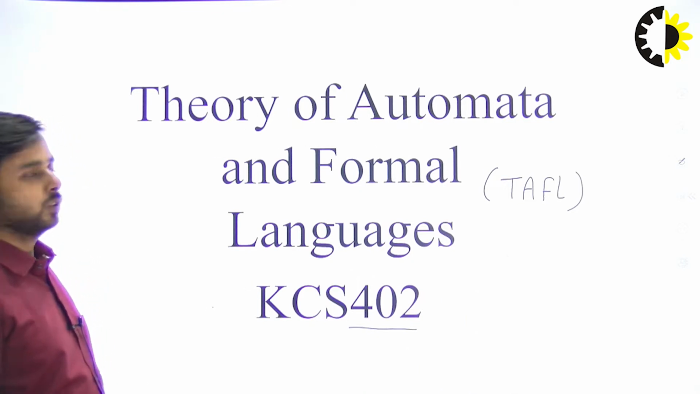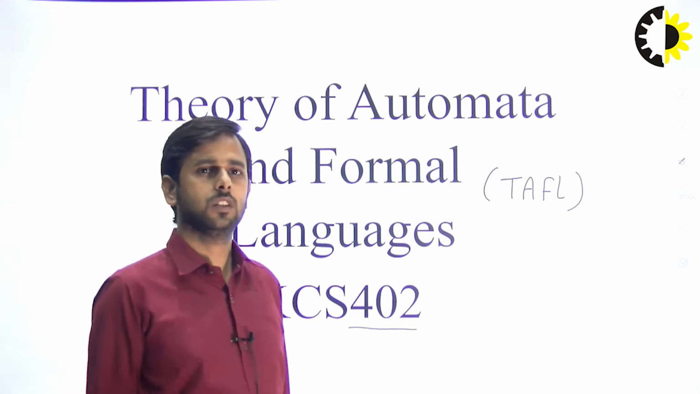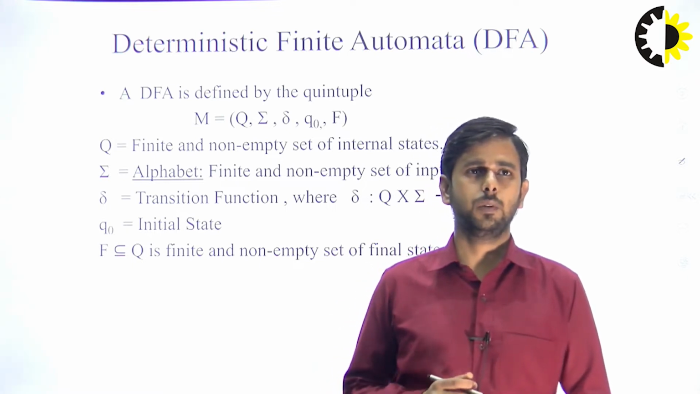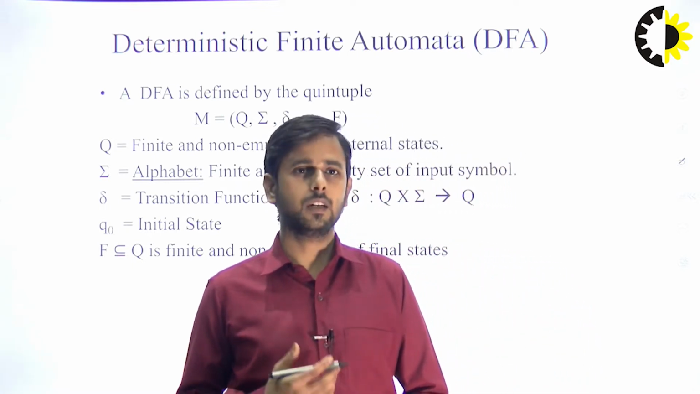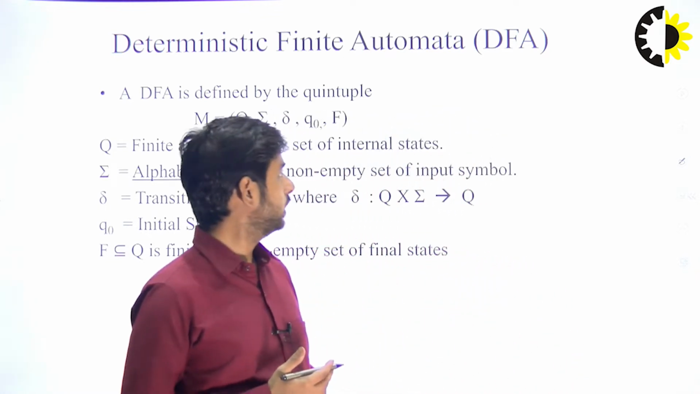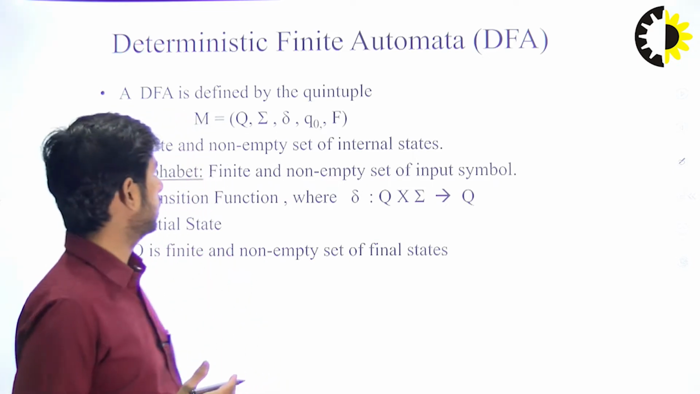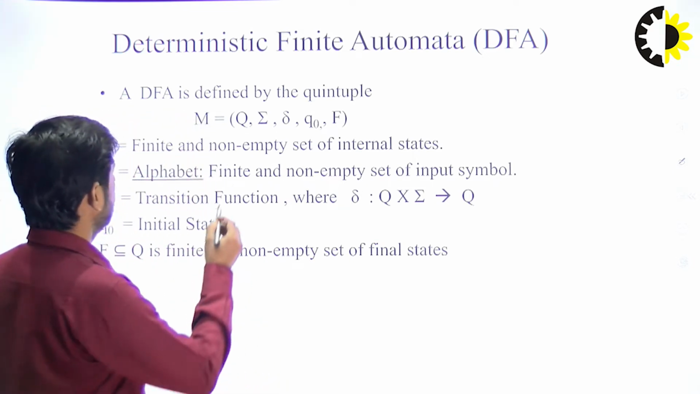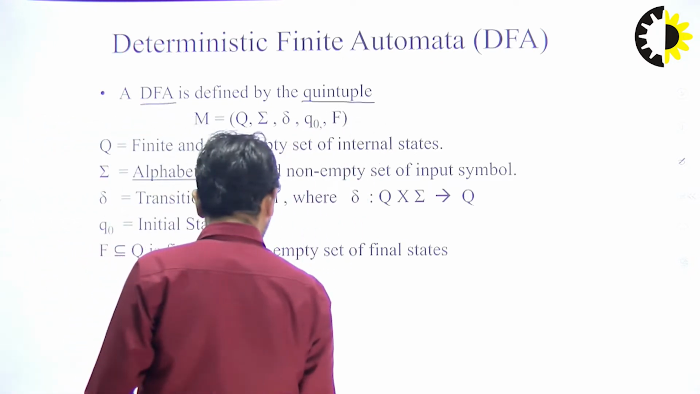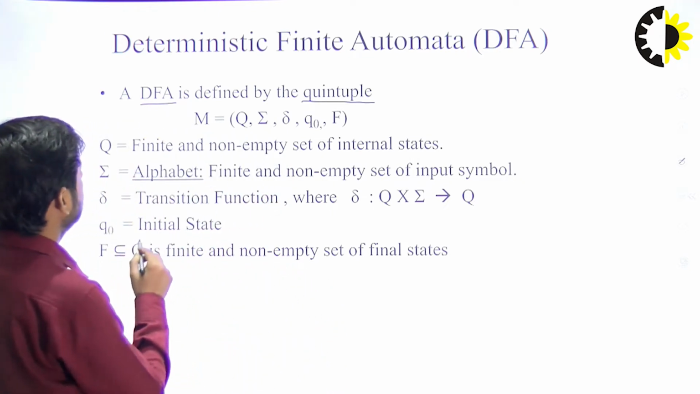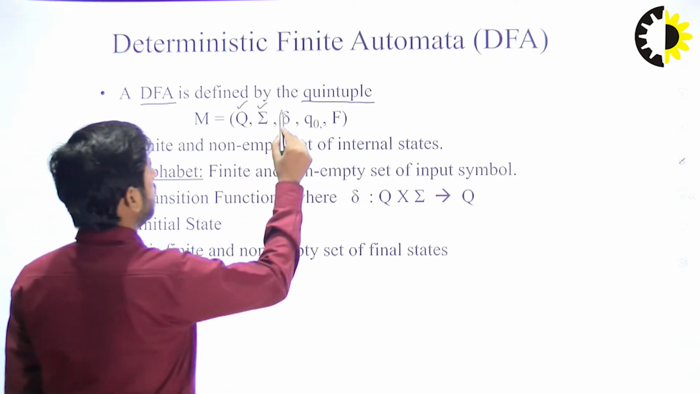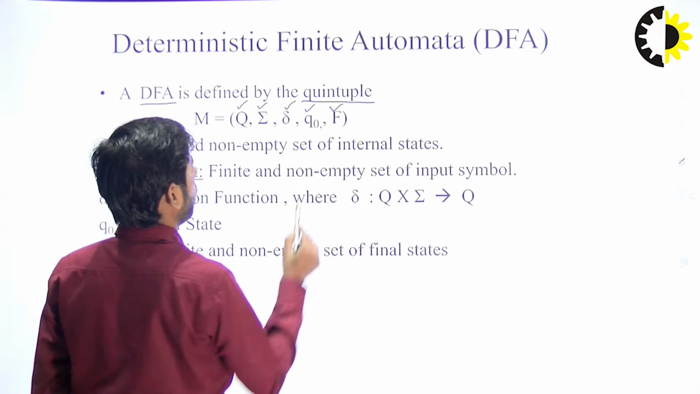So in today's lecture, we will discuss the deterministic finite automata. So what is deterministic finite automata? Basically, automata deals with the abstract machine, the abstract model of computations. In deterministic finite automata, in short known as DFA, there are basically 5 tuples, 5 quintuple: Q, sigma, delta, Q node and F.